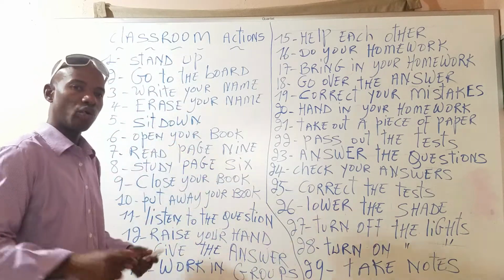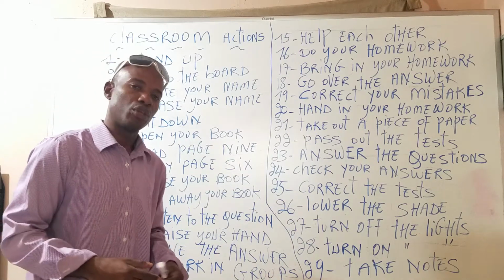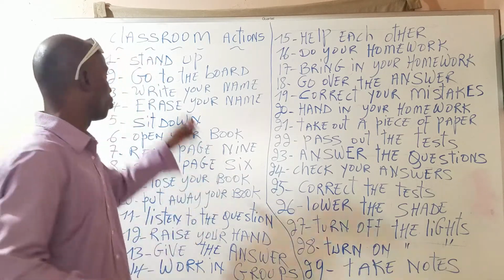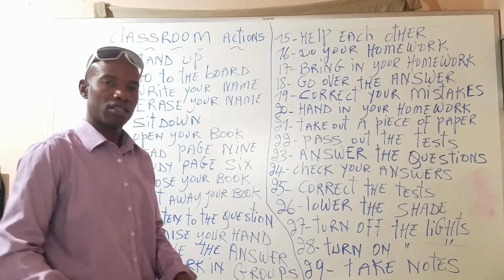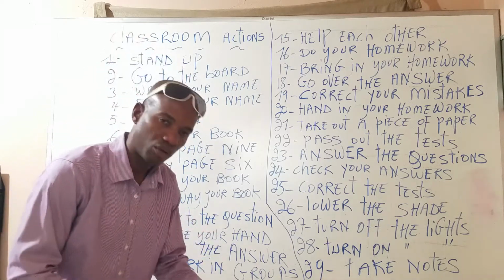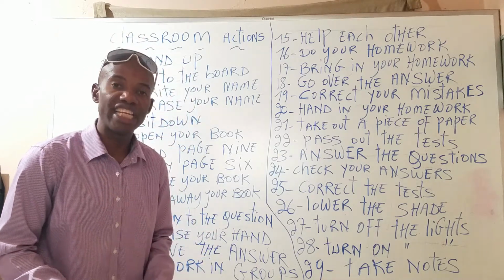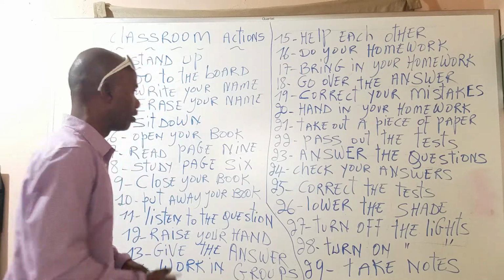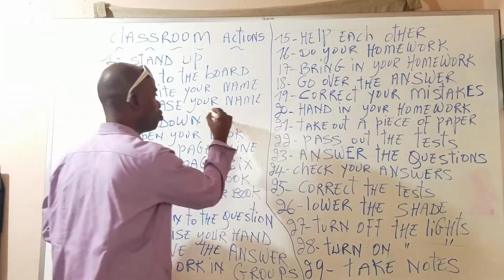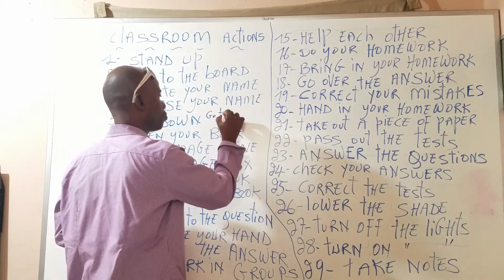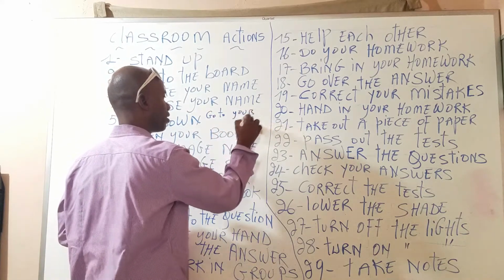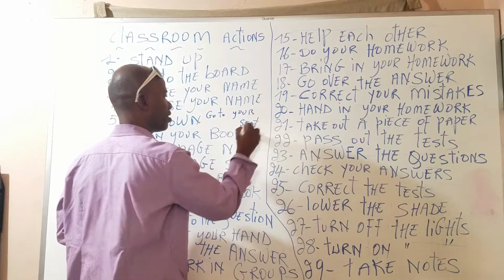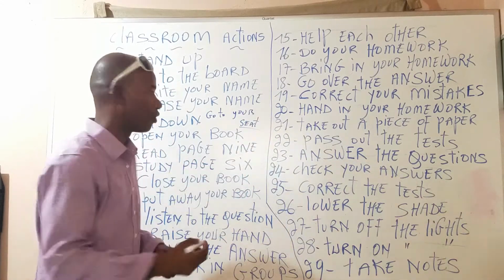Sit down, I told you already, sit down. You see, I told you stand up, I told you sit down. So now I'm standing up, they sit down. You sit on a chair. When you sit down on a chair, the place where you sit is a seat. You understand that? If I say go to your seat, seat is the place where you sit down. Okay?